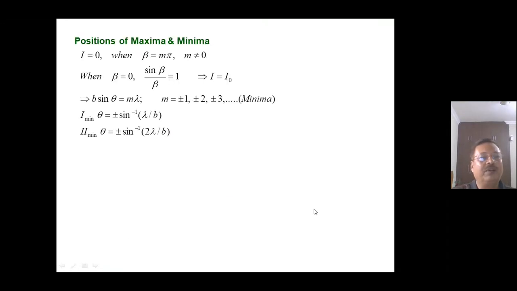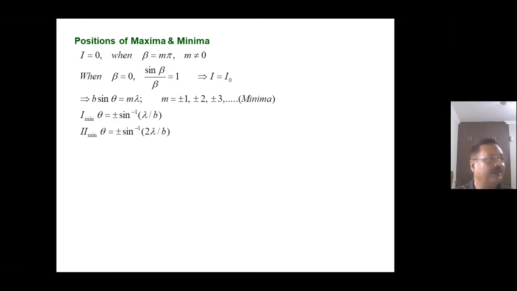Now, to find the maxima and minima, for the minima we consider I equal to 0. When I is equal to 0, beta has to be m pi. When beta is equal to 0, sine beta by beta is 1, which means I corresponds to I naught. So b sine theta is equal to m lambda. This is the equation for the minima.